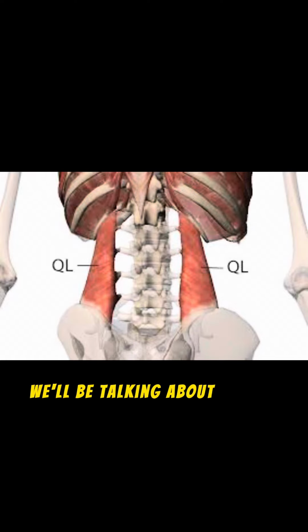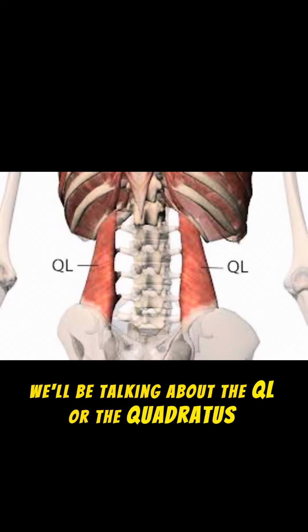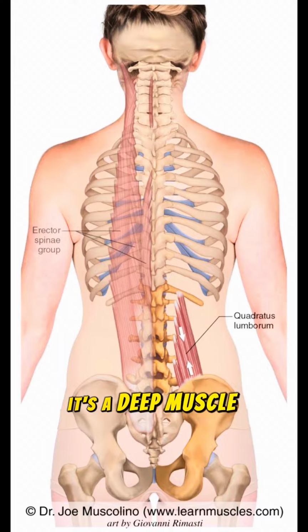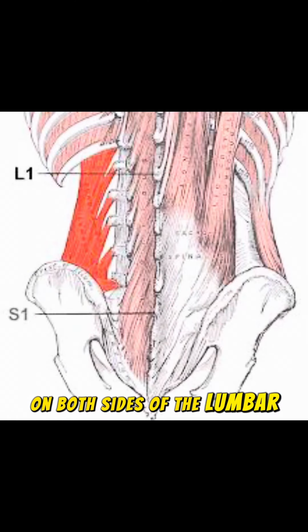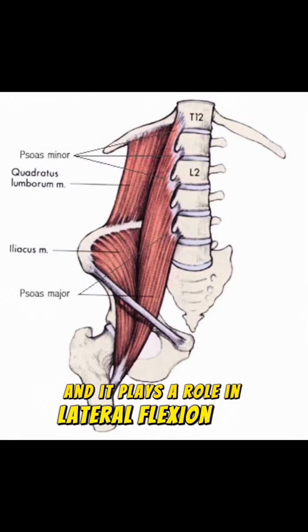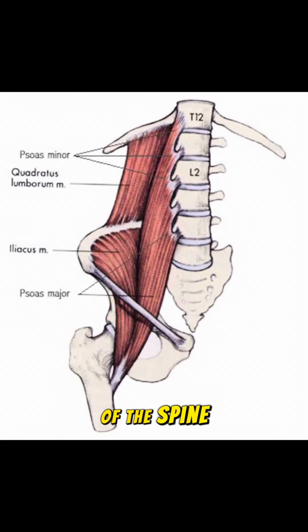We will be talking about the QL, or the Quadratus Lumborum. It's a deep muscle located on both sides of the lumbar spine, and it plays a role in lateral flexion and extension of the spine.